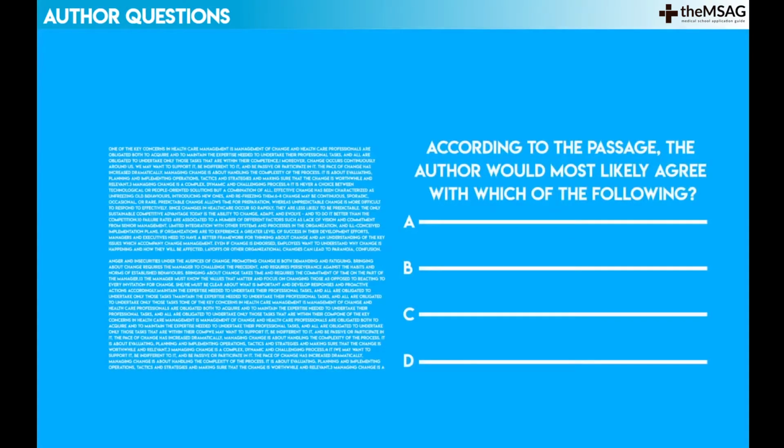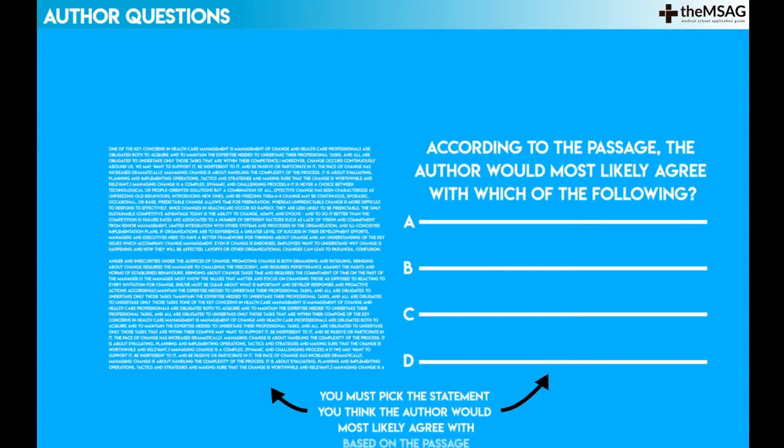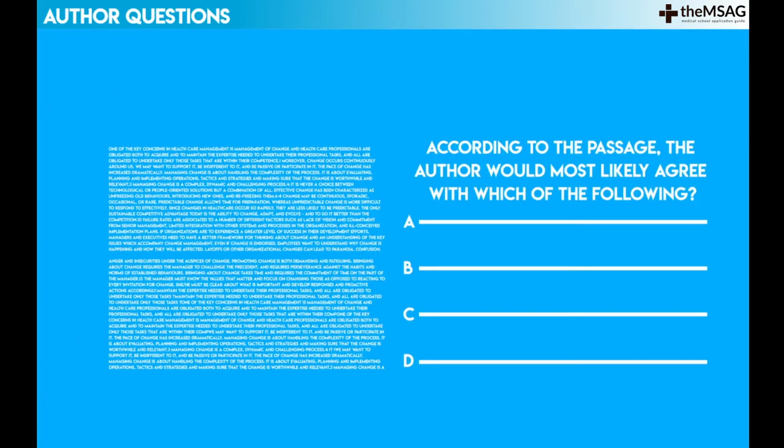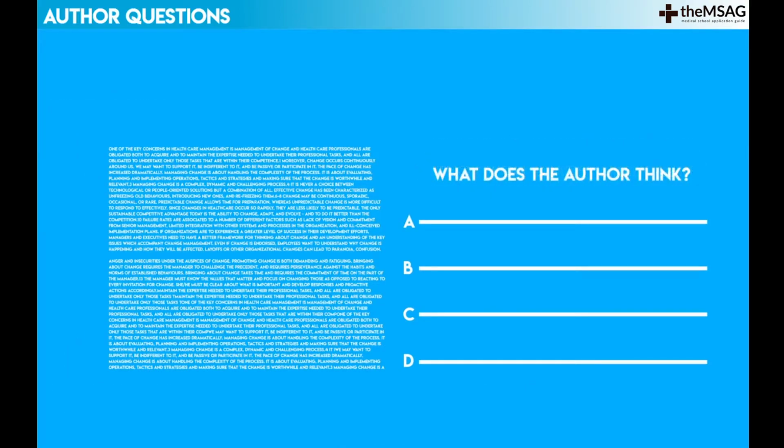Next, author questions. You may be asked, according to the passage, the author would most likely agree with which of the following? You must pick the statement that you think the author would most likely agree with, based on the passage. It's hard to skim such questions because often one paragraph seems to suggest the author might think X, but then the next paragraph concludes that the author instead believes Y. This is why, even if you're skimming, you should look through every paragraph. Other ways you might be asked author questions include, what does the author think? Why does the author?